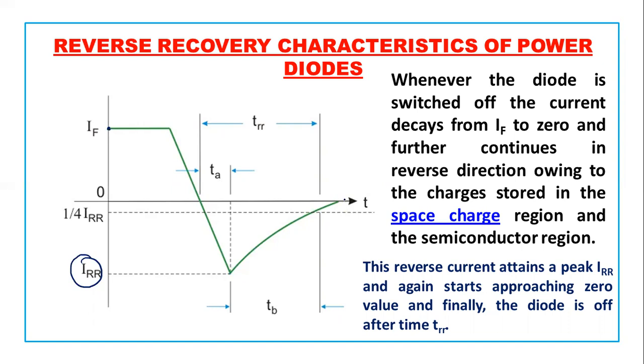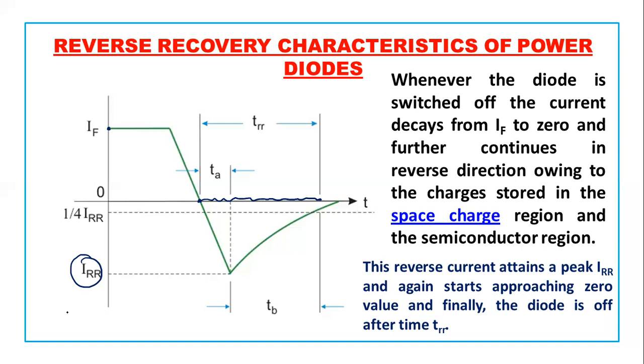So what is TRR? The reverse current flows for a time called TRR. So TRR is the time for which the reverse current flows, so this much time in this figure. That is TRR. The diode regains its blocking capacity after the reverse recovery current decays to 0. The reverse recovery time TRR.